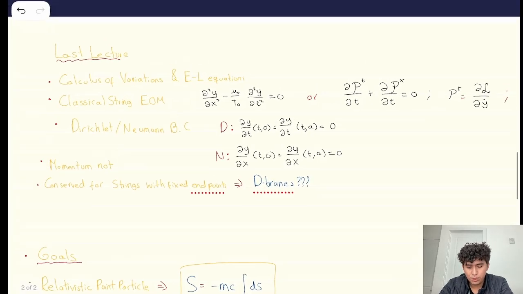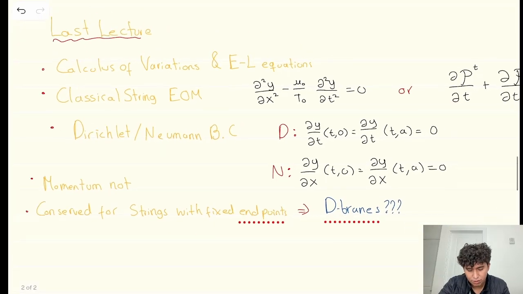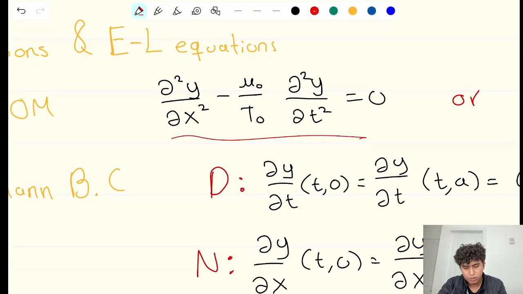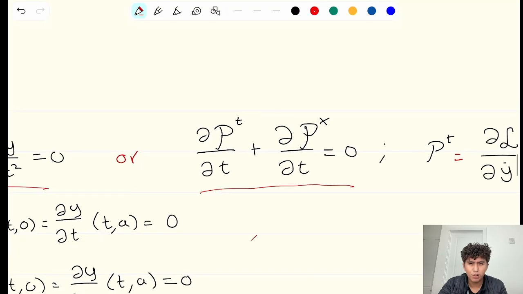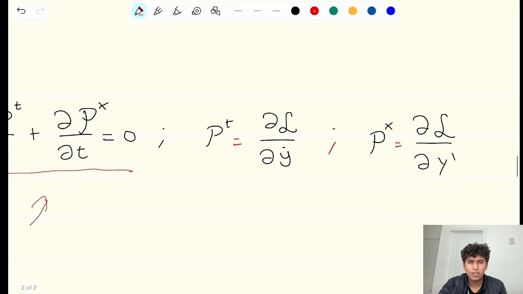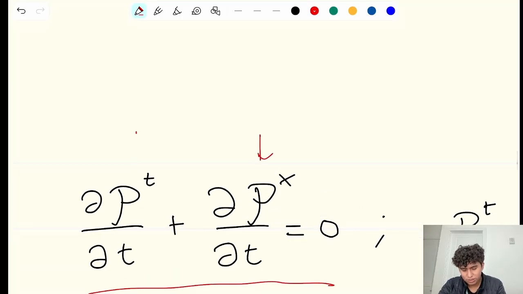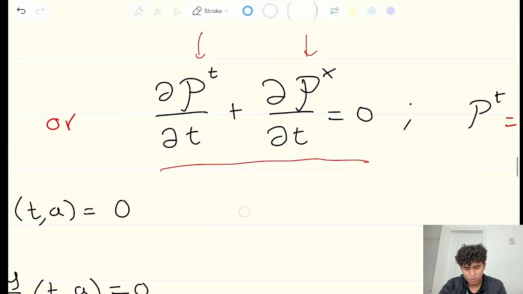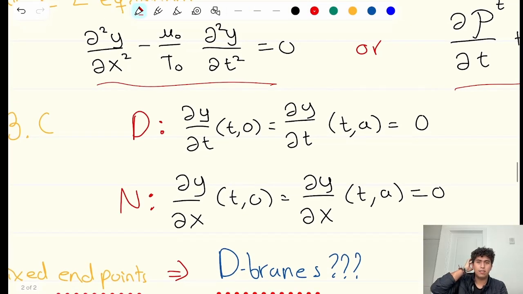Last lecture we covered calculus of variations and Euler-Lagrange equations. We did a couple of examples on this. If you remember, we did a classical string and we found the equation of motion, which can be written like this or like this. And this form is going to be more important later. These are the definitions for these two quantities, which we're going to give a name for now: capital PT and capital PX.